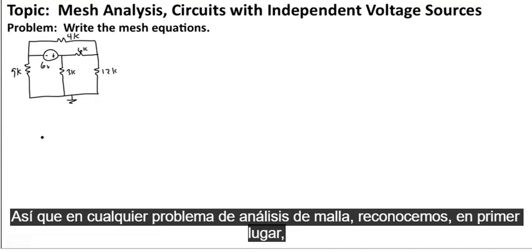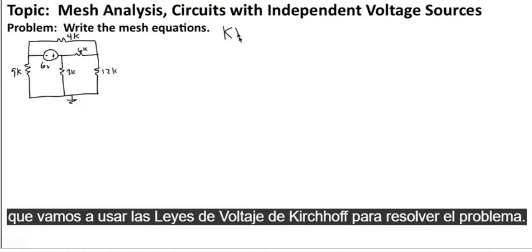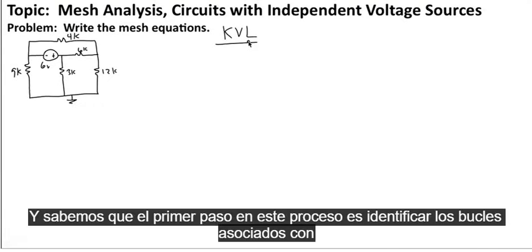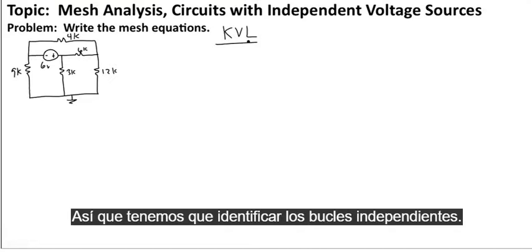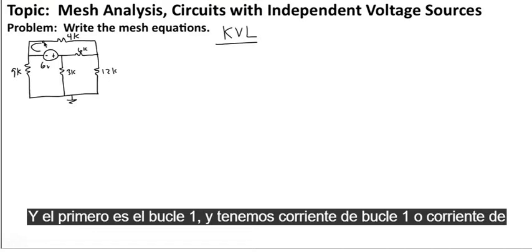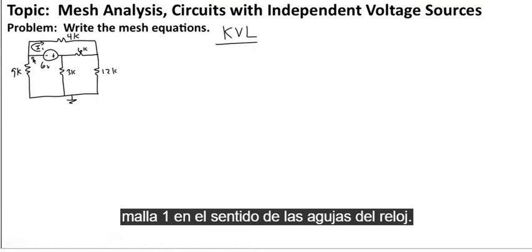In any mesh analysis problem, we recognize, first of all, that we're going to use Kirchhoff's voltage laws to solve the problem. And we know the first step in this process is to identify the loops associated with the circuit. So we need to identify the independent loops. The first one is loop 1, and we have loop current 1 or mesh current 1 in the clockwise direction.